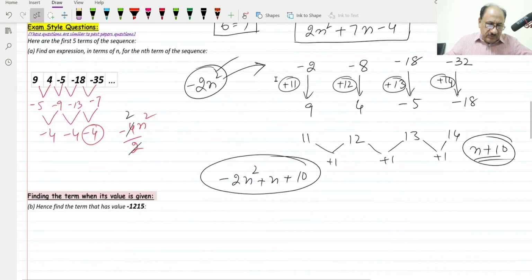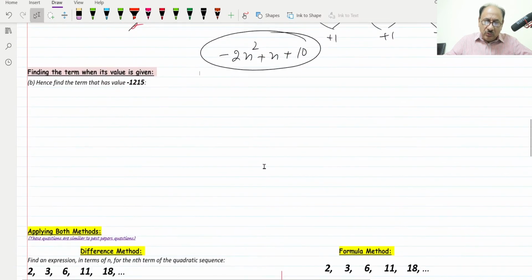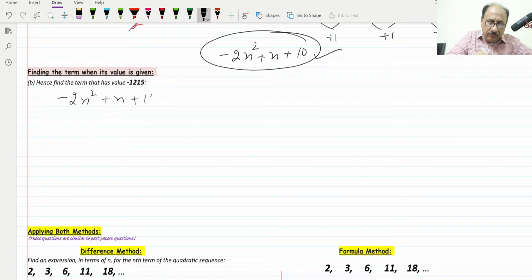Now continuation of this question, this was the part which we have done, which is find an expression in terms of n for the nth term of the sequence. Now the continuation of this question is part B, hence find the term that has value minus 1215. So how will we be solving this? This same equation we'll be utilizing which we found over here, and we can equalize this like minus 2n squared plus n plus 10 is equal to minus 1215. This type of question also comes in the exam, so you will have to practice these type of questions as well.